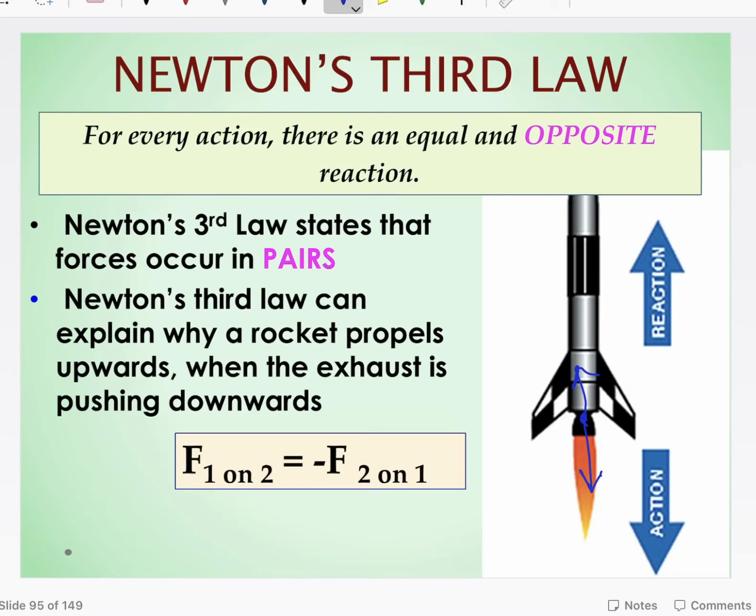If you put a cork in a soda bottle, the cork will push downwards, showing you that there's a downwards force and the rocket will propel upwards. Okay, so this is shown here. We're not actually going to do formulas or equations with this, but what it's telling us is that the force of object 1 on object 2 is equal to the force of object 2 on object 1, but they're opposite.